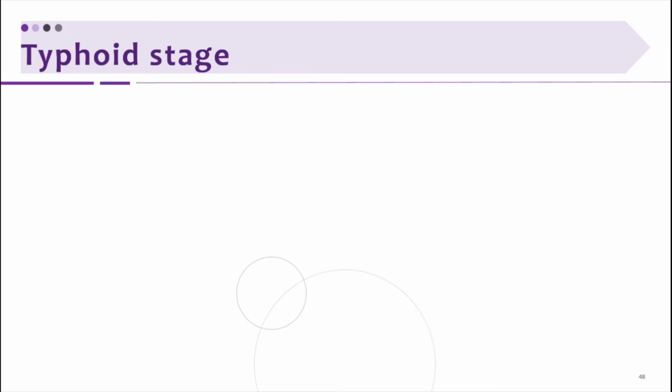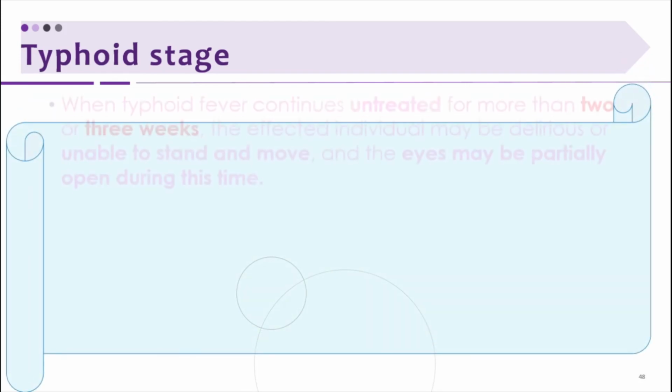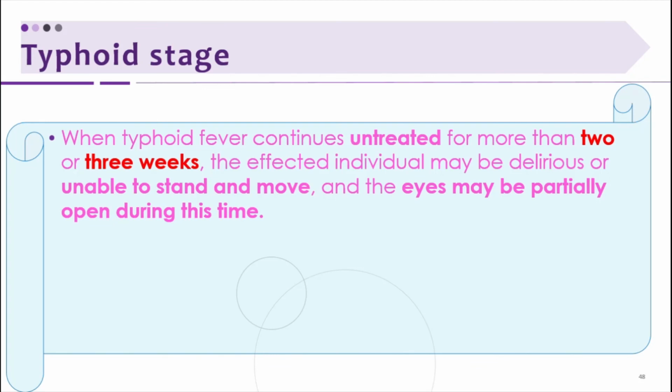Now coming to the last stage, that is the typhoid stage. In this case, particularly in the typhoid stage, when it appears, the typhoid fever will continue, particularly in the untreated or more than 2 or 3 weeks. If the patient is untreated for more than 2 or 3 weeks, the affected individual may be delirious or unable to stand and move. You can see here it is very complex. They are unable to stand as well as unable to move if the patient is not treated in time. And the eyes may be partially open during this time. These very severe symptoms are seen if the patient remains untreated.